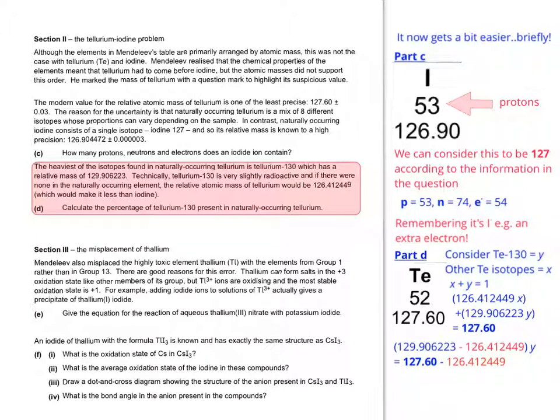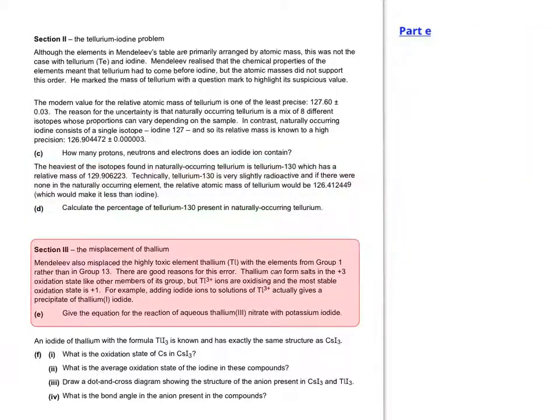So if you subtract the value that's associated with X, as in the other fraction, not the tellurium-130 part, away from both the relative atomic mass that we know and also the relative mass of tellurium-130, that gives you 0.3399, which is 33.99%.